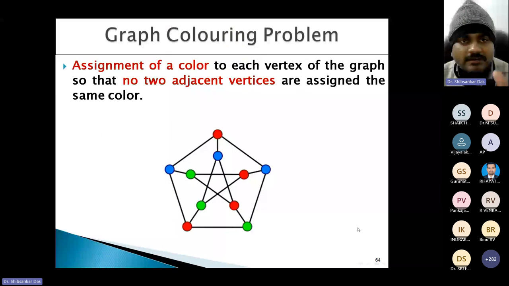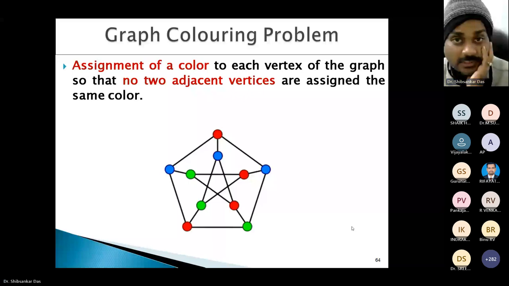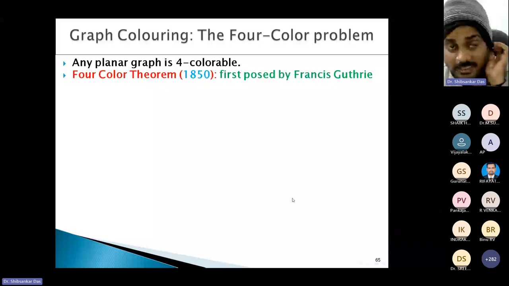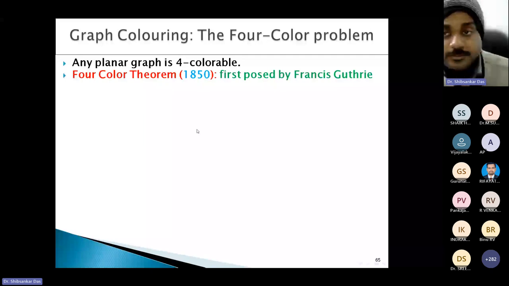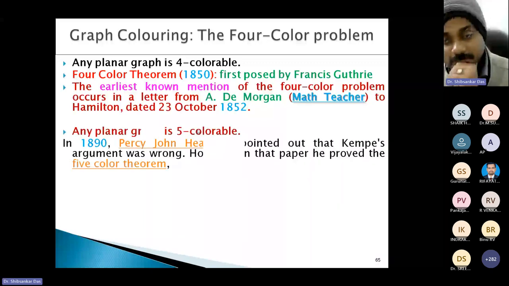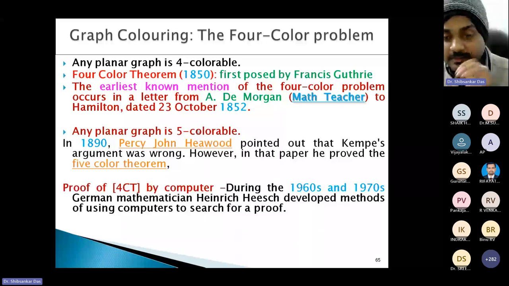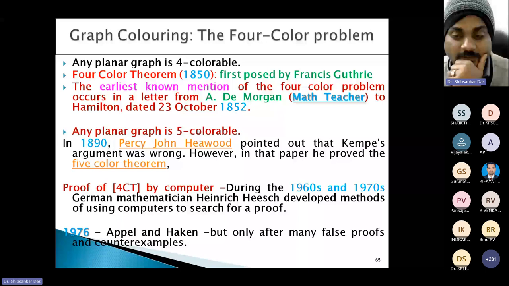From the planar graph idea, the graph coloring problem came. I'll skip this one. Earlier it was said that any planar graph is five colorable. Next, there was a conjecture: every planar graph is four colorable. It took lots of time to prove. Many computer-based proofs were also given, but after several false trials, around the 1990s there was a proof.